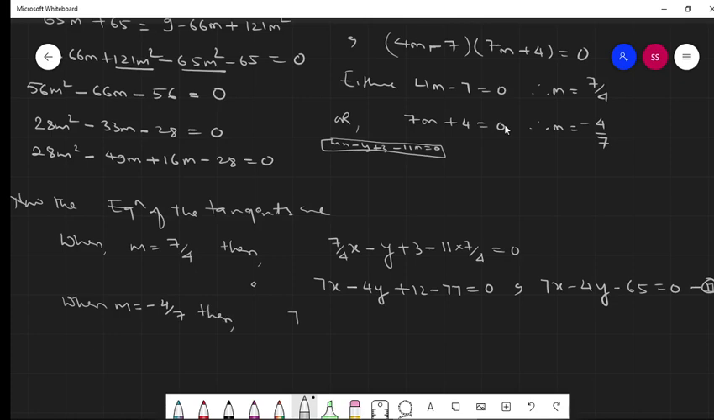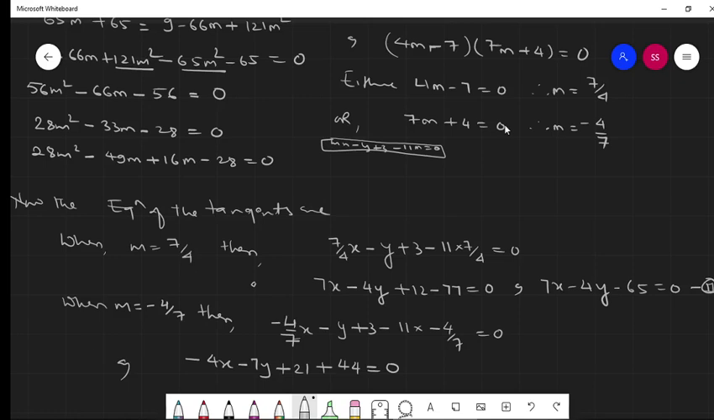then minus 4 by 7 x minus y plus 3 minus 11 times minus 4 by 7 equal to 0, or 7 is common and multiplying to right hand side, minus 4x minus 7y plus 21 plus 44 equal to 0.